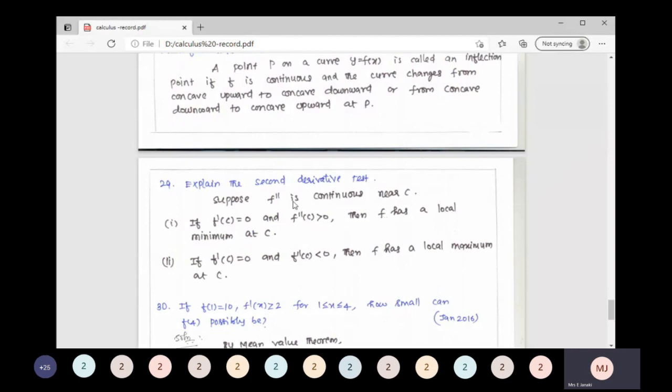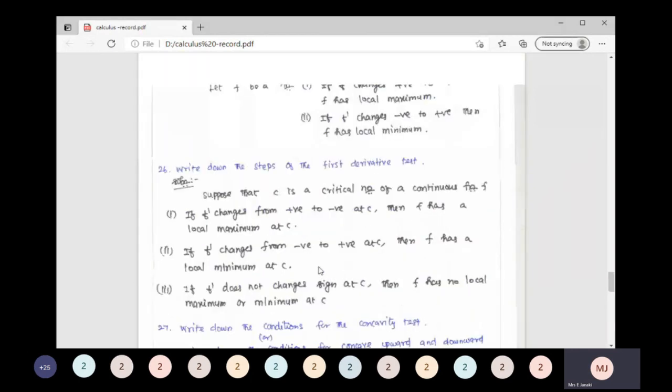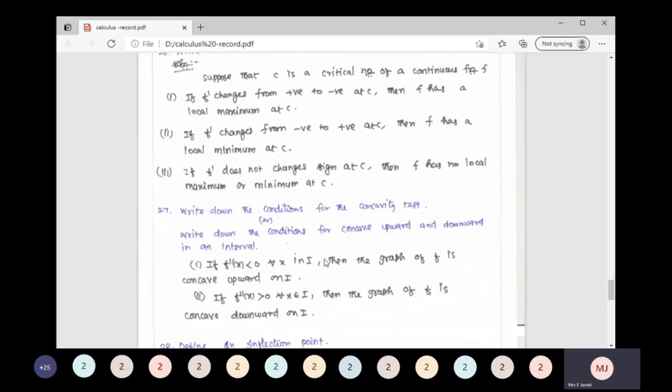Next, this is called the second derivative test. We have already seen the first derivative test. So for the first derivative test, what are the conditions? Calculate the first derivative of the given function, f dash. If f dash of x changes from positive to negative, we can say it is a local maximum, and from negative to positive, the function has a local minimum. This is the first derivative test.